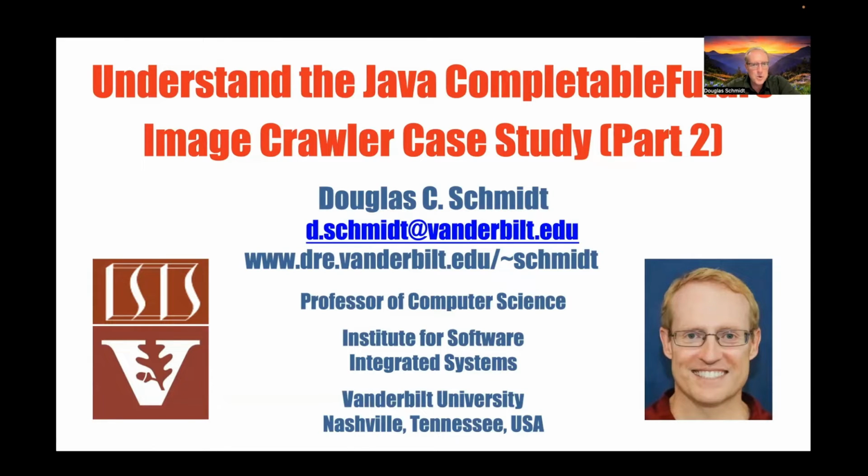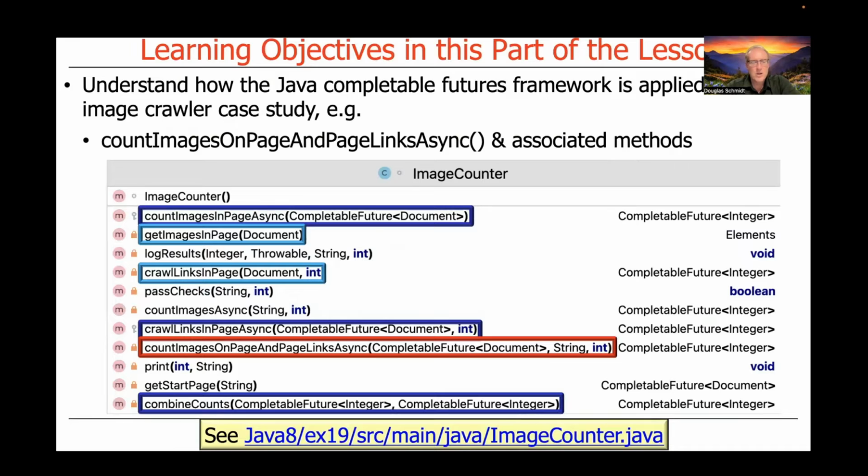So we're now in part 2 of our image crawler case study discussion, where we're going to examine other ways in which we can use CompletableFuture features and methods in order to crawl a recursively structured directory hierarchy asynchronously and count the number of images therein.